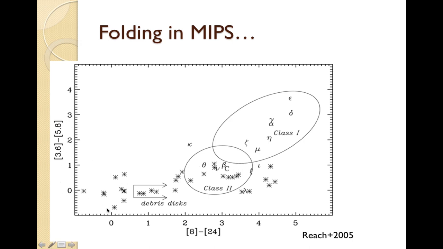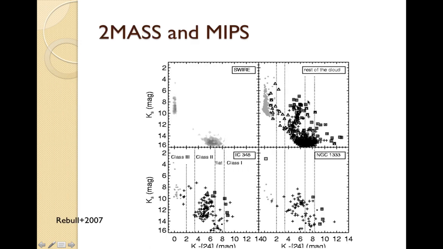Here's 3.6 minus 5.8 versus 8 minus 24. Again, the zeros are the plain stars. Then we have things with rings of dust around them, debris disks. Then we have things with big disks and things with big envelopes. Here's another example, K versus K minus 24. Here, this is a field that's supposed to be just stars and galaxies. And here, the shades of gray correspond to how many sources appear. There's a lot of plain stars here at a variety of brightnesses. There's a lot of faint red things, and these are the galaxies.